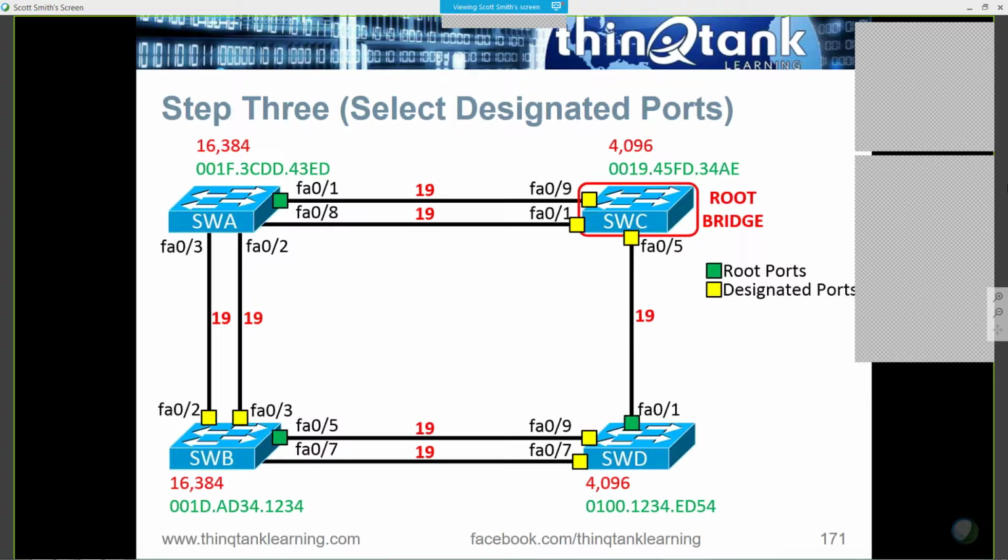Again, we're going to take a pause here for a second. Kick back and look at the diagram and say, okay, why did that happen? Why did that happen? Any questions? You want me to start over?